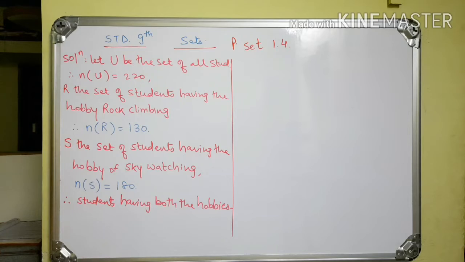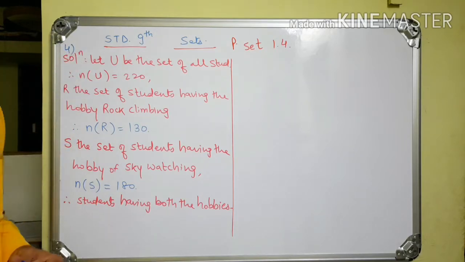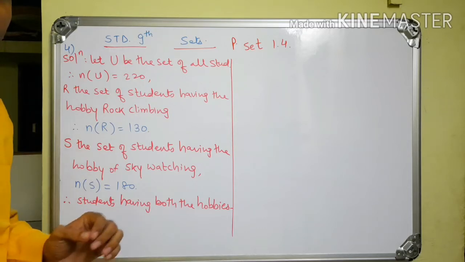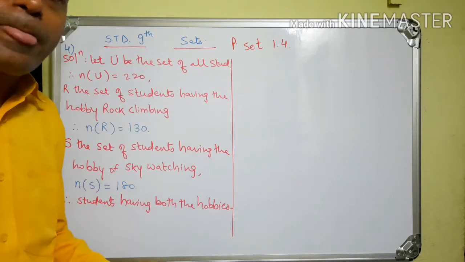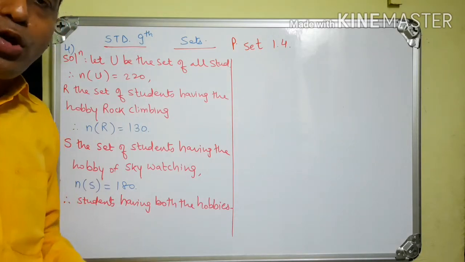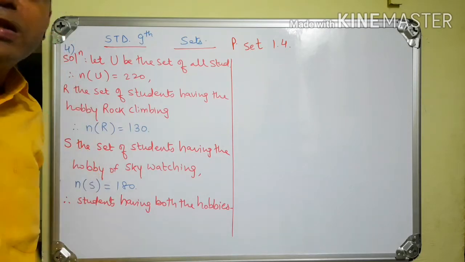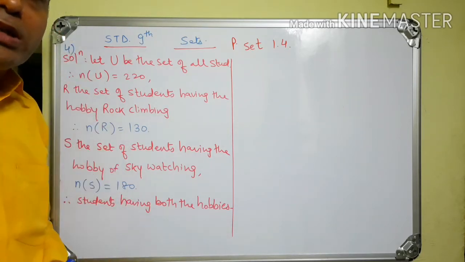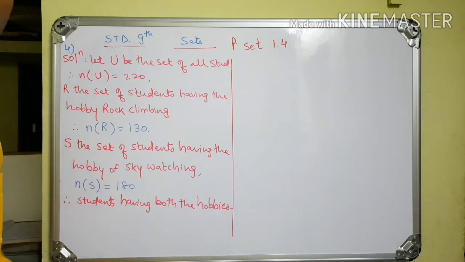Now let's start example number 4. What is this example? A survey was taken of the students of standard 9th. There are 220 students in the class, and out of 220 students, 130 students told their hobby as rock climbing, 180 students told their hobby as sky watching, and 110 students liked both the hobbies of rock climbing and sky watching. Now we have to solve this example.